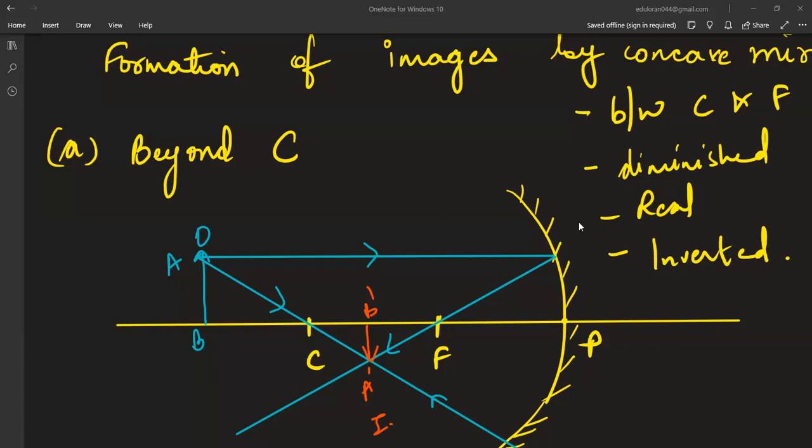Virtual images means the image is actually not formed. See, in the last case, did you notice that we extended the rays and then an image was obtained? Actual intersection of light rays do not occur. So when the actual intersection of light rays do not occur, that is known as virtual image. Real images means that rays are actually intersecting. So that occurs usually in front of the mirror.